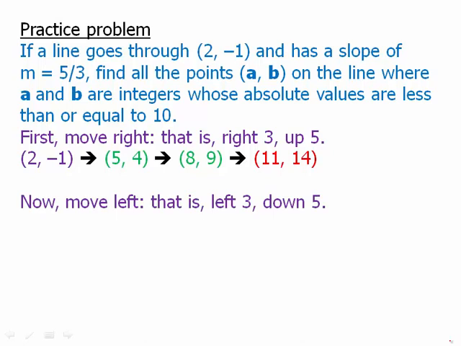That is left 3 and down 5. So we start at (2, -1). We'll subtract 3 from the x-coordinate, moving to -1. Subtract 5 from the y-coordinate, move down to -6. So (-1, -6), that's a point on the line. If we do this again, we're going to go down to y equals -11. Again, -11 has an absolute value greater than 10, so this doesn't count. So we found 3 points that satisfy this condition that are on the line in addition to the point given in the prompt.